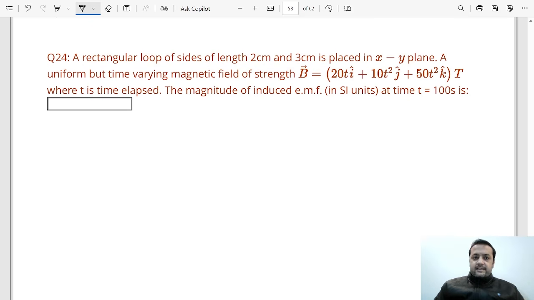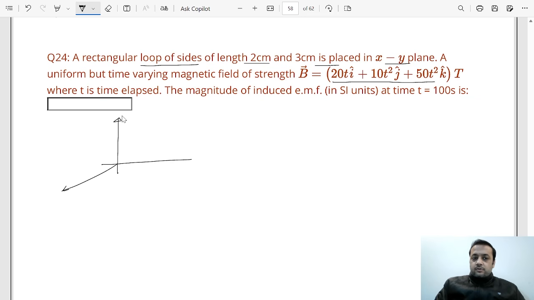Here, there is a rectangular loop of side lengths 2 cm and 3 cm placed in the xy plane. A uniform but time varying magnetic field is given like this. What is the magnitude of the induced EMF at t equals 100 seconds? So let's understand what is happening here. This is the xy plane and this is the z axis.